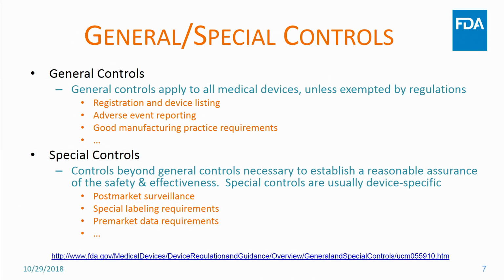So general controls are controls applied to all medical devices unless exempted specifically by regulation. They are things like registration and device listing, adverse event reporting, good manufacturing practices, and there are a number of others that go along with that pathway as well. Special controls are the controls that are needed beyond these general controls, and they're usually device specific, and they include things like post-market surveillance and special labeling that goes with a particular device. It also includes pre-market data requirements. So this could be that you need to do a clinical study as a pre-market requirement for different types of devices. It depends on what the scenarios are, what might be needed for different types of devices.